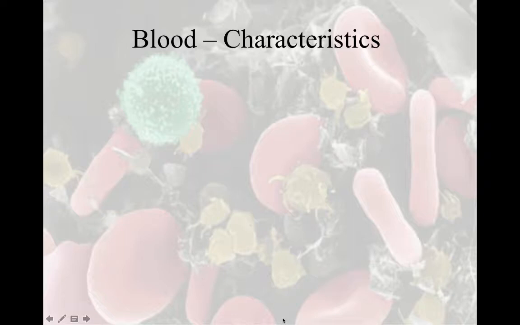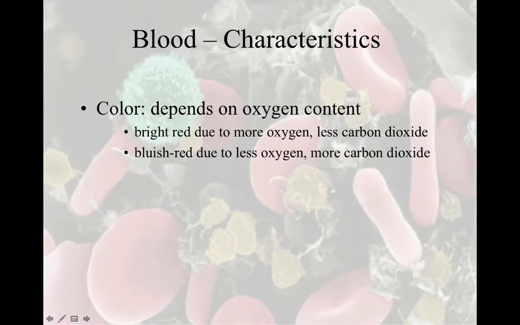Some of the characteristics of blood: we see that its color depends on its oxygen content. A bright red hue is due to more oxygen and less carbon dioxide, and a bluish red hue is due to less oxygen and more carbon dioxide.